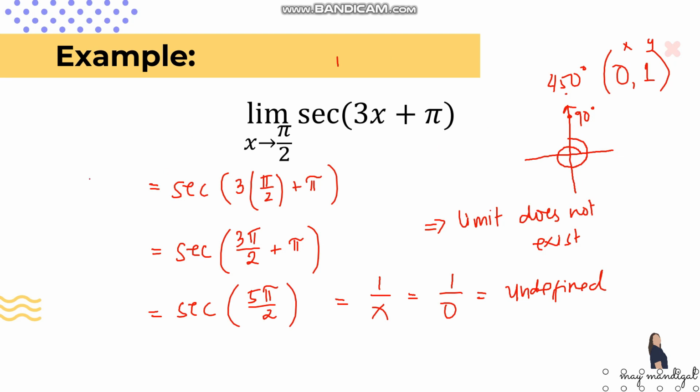So if you want to use your calculator in solving this, you just have to consider the reciprocal function of secant, which is the cosine. So you can just type in there 1 over cosine of 5 pi over 2. So you will again get a math error, which means the limit does not exist.